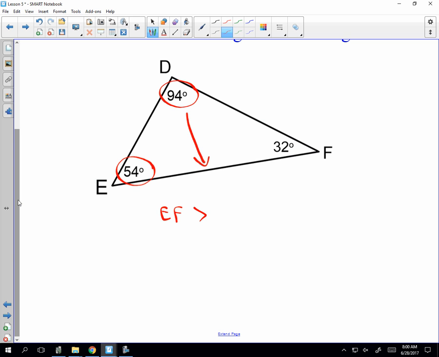And then we move to the next smallest angle, and that gives us the next largest side. Okay, so we always go from large to small or small to large. We can go in either order. So this one is going from largest down to smallest side. Okay, but we could flip it around. And then our smallest angle of 32 is directly across from our smallest side, which is DE.